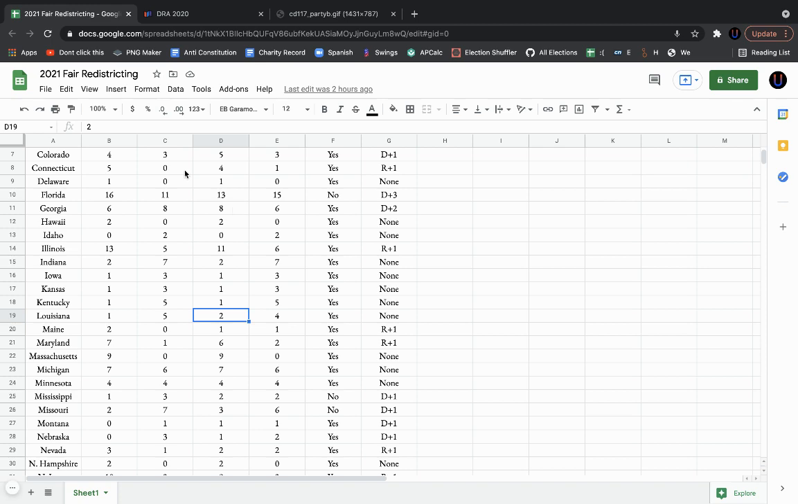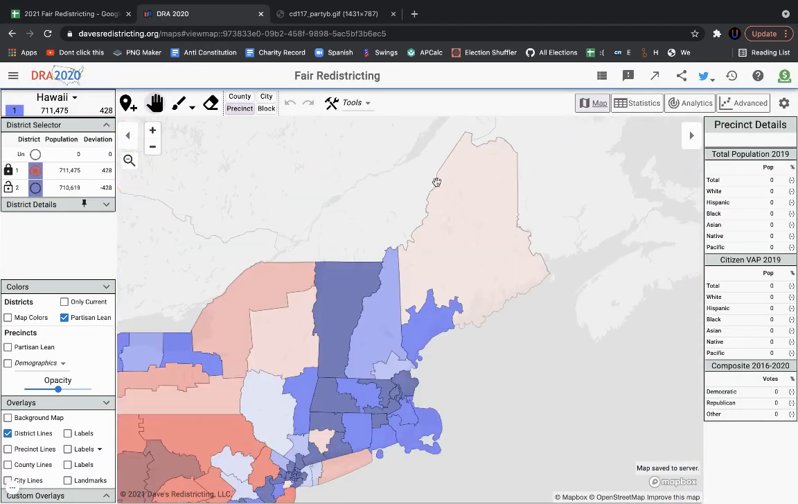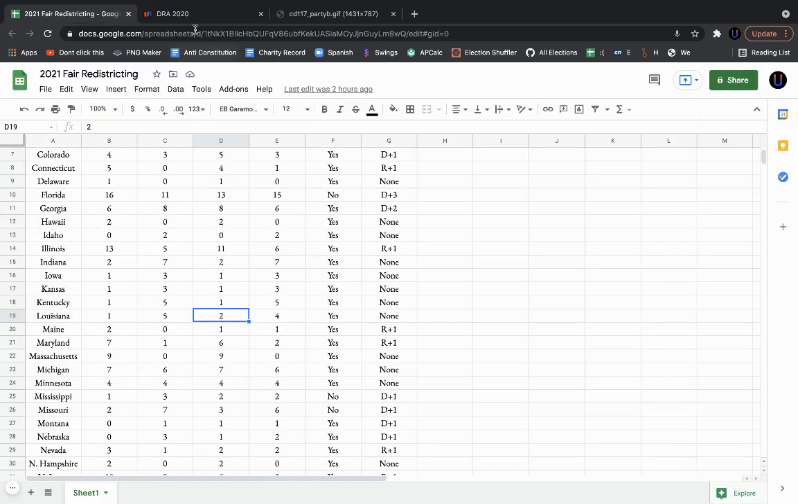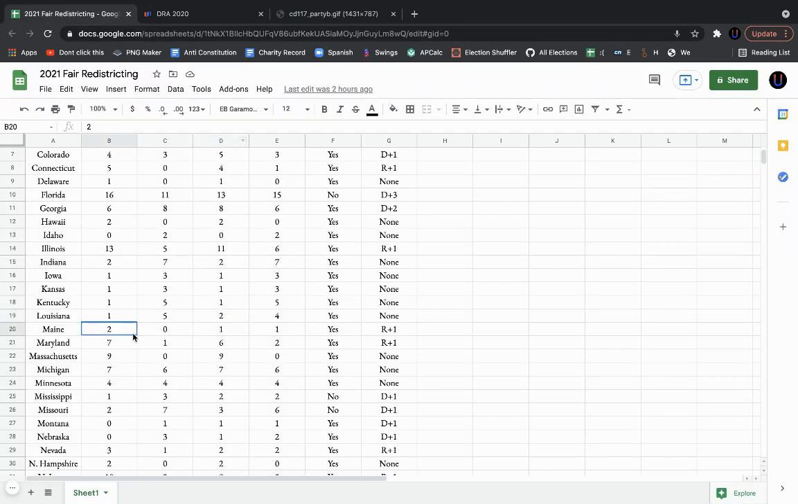Maine 2-0, currently 1-1 in this simulation, but I do think Jared Golden would probably win the seat anyways. I mean, he won in a Trump plus 8 district. He'd probably win. This is like, what, probably a Trump plus 5 or 6 district anyways.